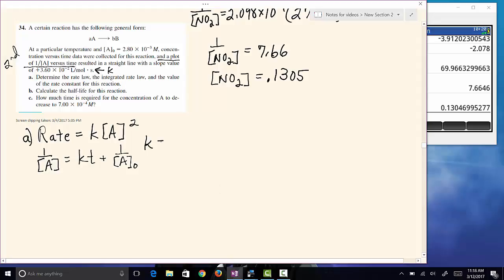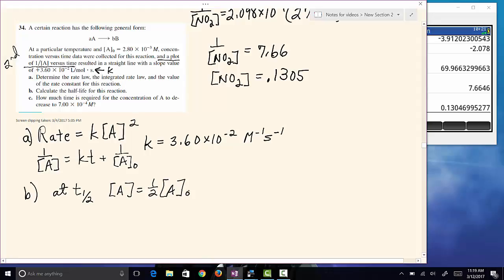And my K value is 3.60 times 10 to the minus 2, and it's second order, so that's M to the minus 1, and I guess it's per second, so seconds to the minus 1. So B wants the half-life. Okay, so now you could go back and look at the formula. But the key thing here to remember is that at the half-life, at T1 half, my A is equal to 1/2 of my A naught. And it doesn't tell us to start anywhere but from my A naught.